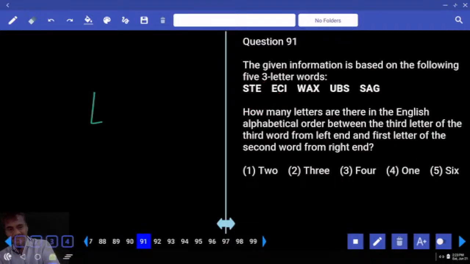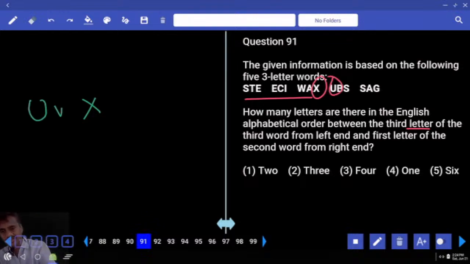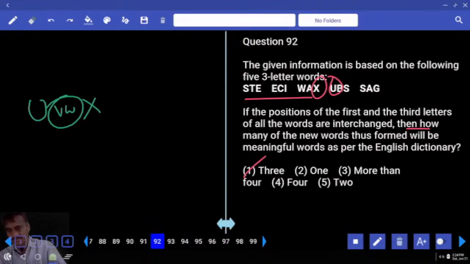And how many letters are there in English alphabetical order between the third letter of the third word from the left? What is the third word from the left? Wax. Now in this one, what is the third letter? X. Between X and the first letter of the second word from the right. Second word is U. Now between U and X, V and W are the two letters that are there. And 2 is given in choice 1, question 91.